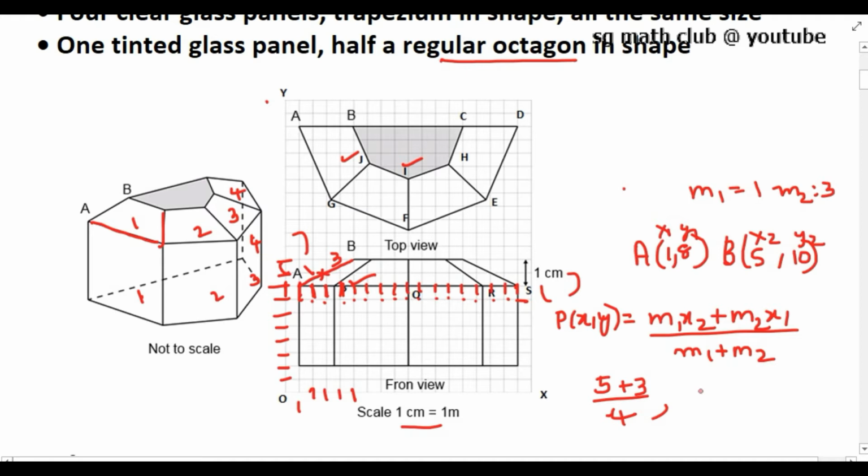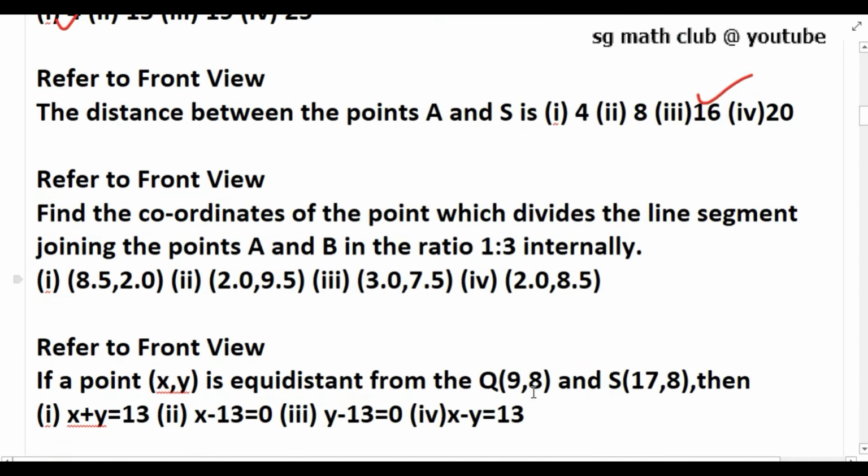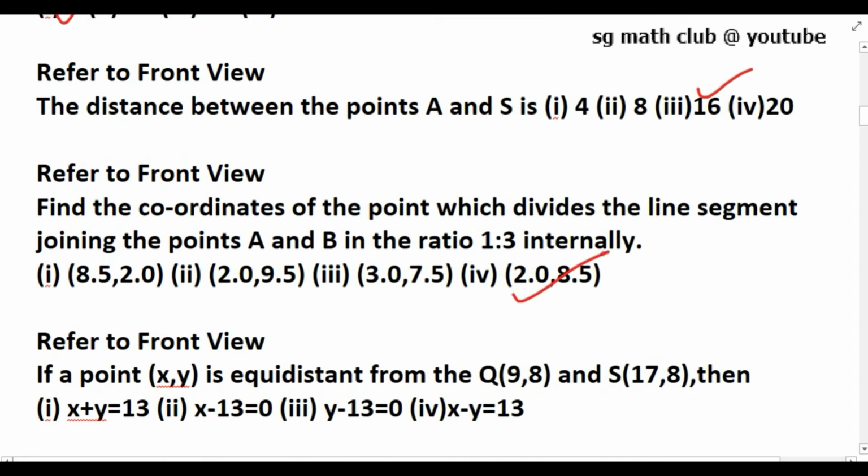This is my x coordinate, and my y coordinate is m1 y2, that is 1 into 10 is 10, and 3 into 8 is 24, divided by 4. So when you simplify, you will have 8 by 4 and 34 by 4. 8 by 4 is 2 and 34 by 4 is 8.5. So let's see whether that answer is there. 2 and 8.5 is there in the option. You can see it is there, 2 and 8.5.